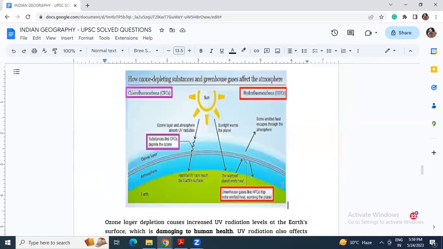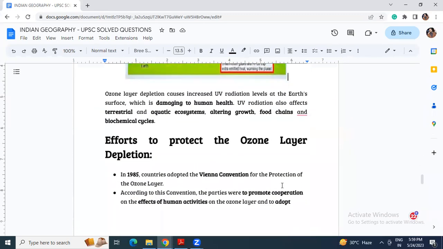Now, ozone layer depletion causes increased ultraviolet radiation levels at the Earth's surface, which is damaging human health. Ultraviolet radiation also affects terrestrial and aquatic ecosystems, altering the growth, food chains, and biochemical cycles. So UV radiation affects the terrestrial as well as the aquatic ecosystem, not just the land, but also oceans, rivers, or any water body ecosystem. So that will alter the growth, food chains, and biochemical cycles.